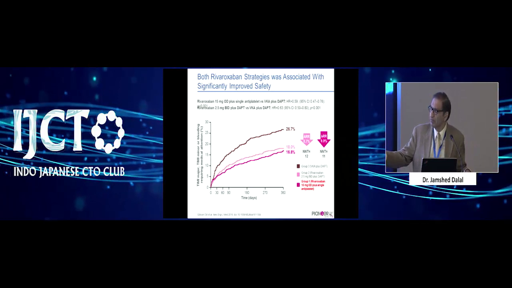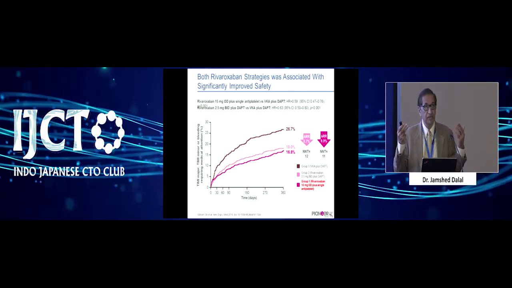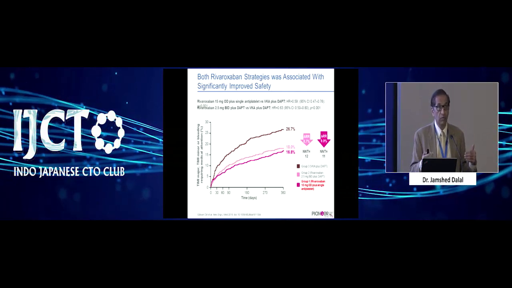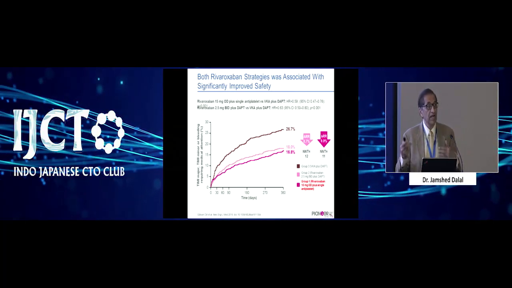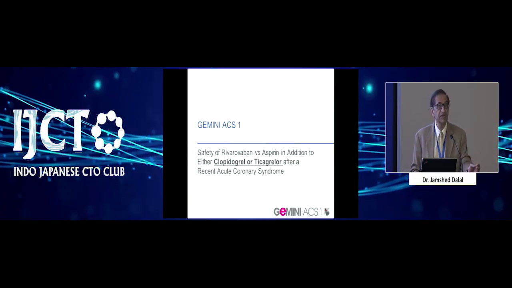So I think, in my mind at least, this seems a reasonable combination when you want to prevent a stroke in a patient who's on NOAC and who's going for ACS and who's going to be on antiplatelet therapy. So I think the PIONEER study has given great benefit.